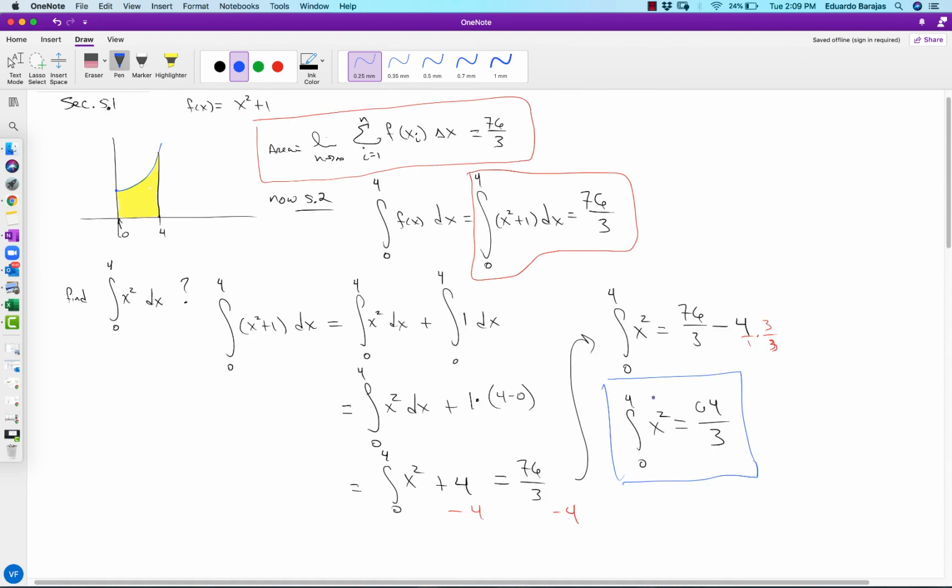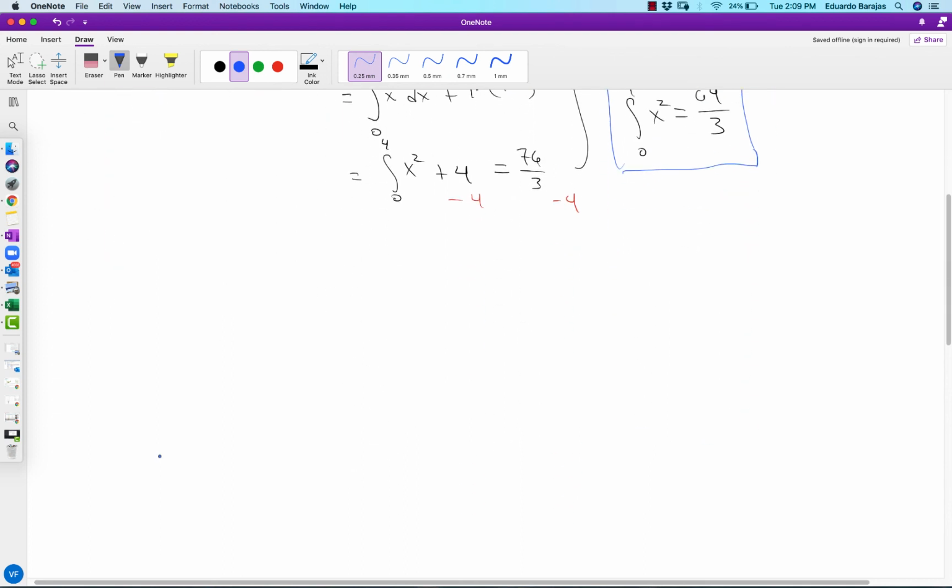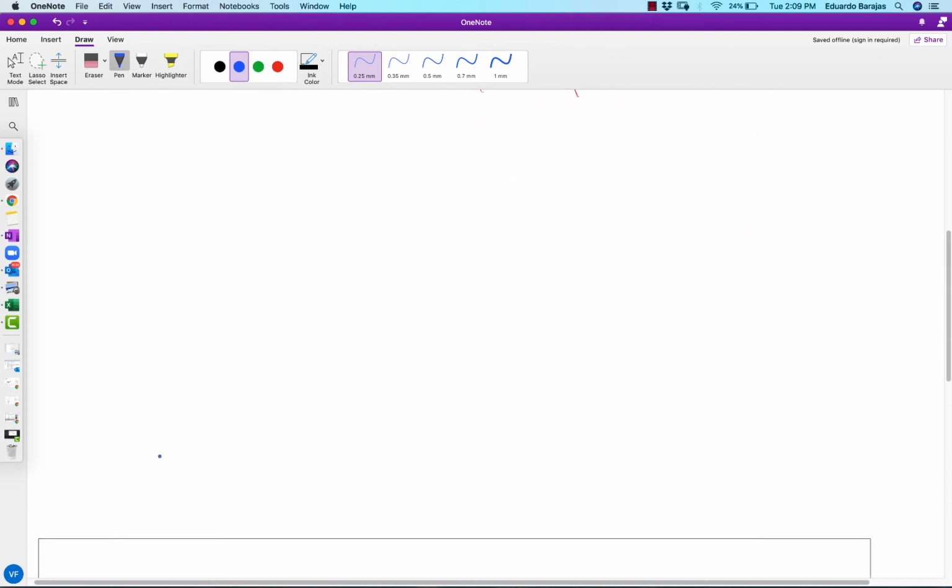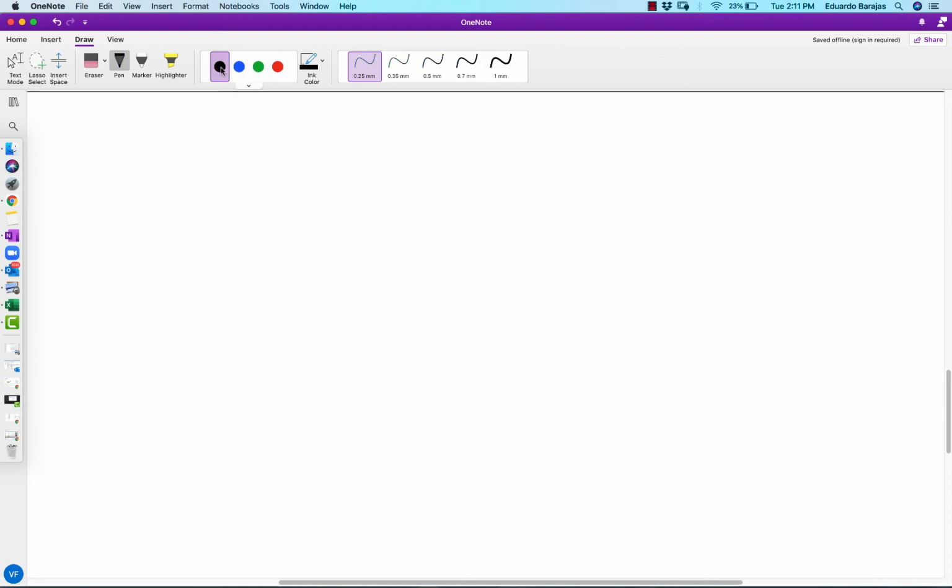Okay, so let's try another one, or let's add to it. Now that we have that, let's use all that information to figure out this integral. Let's say we were given the integral from 4 to 0 of 5 minus x squared dx.